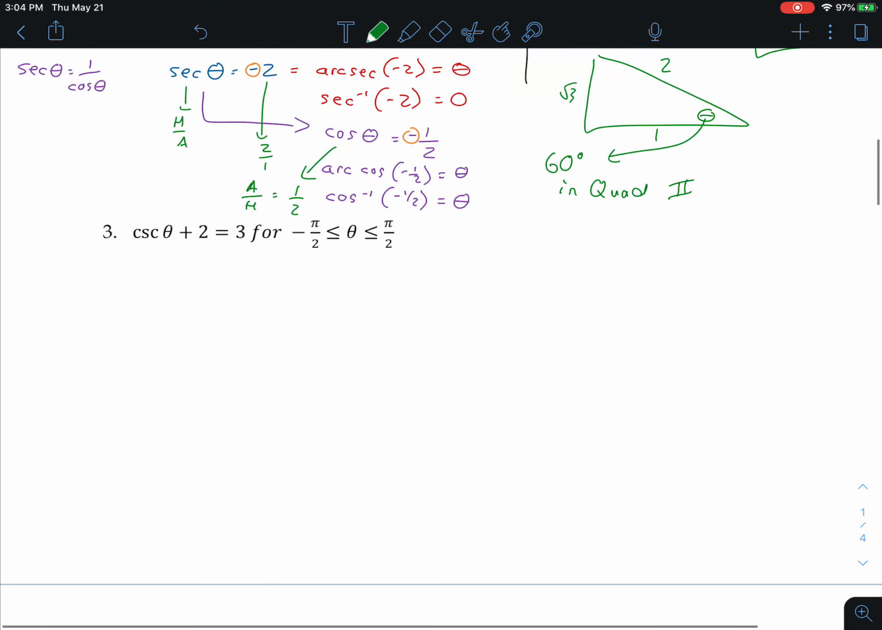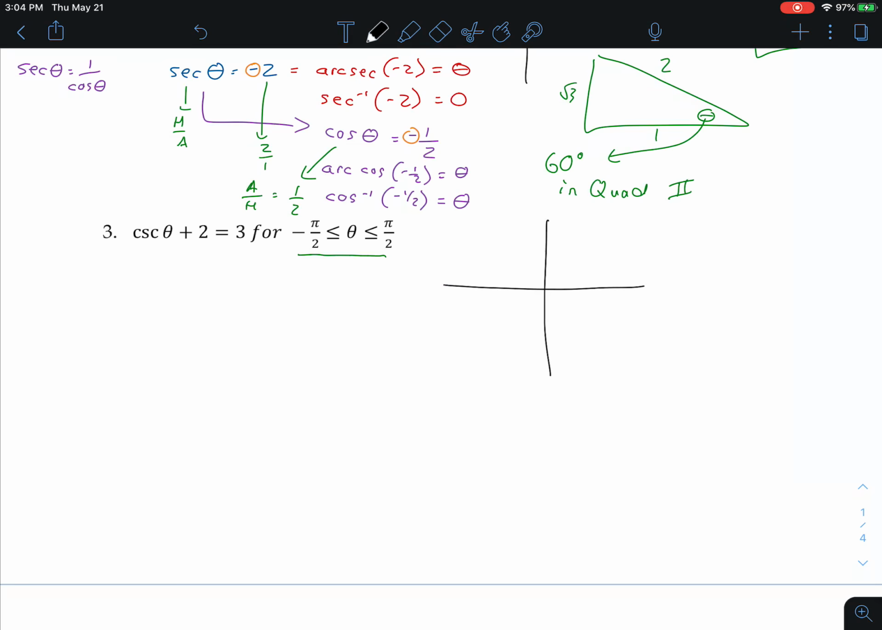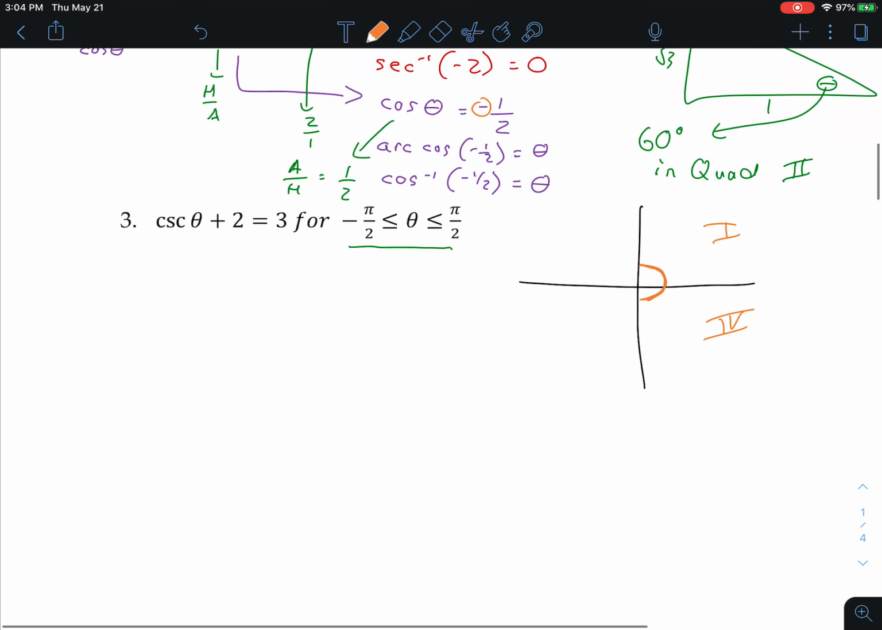All right, let's look at the third one, and then we'll go on to some new stuff. Again, we have this right here, which tells us our range of values we're looking for is either in quadrant 1 or in quadrant 4. So I'm somewhere over here. Okay. Now again, we're solving, so we get our cosecant by itself. Very simple to start. Cosecant of theta is 1.